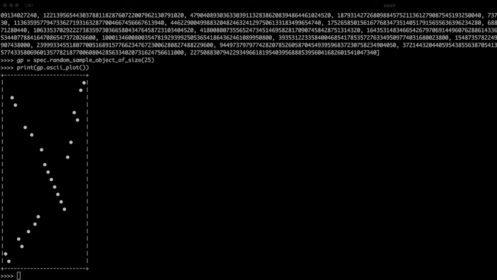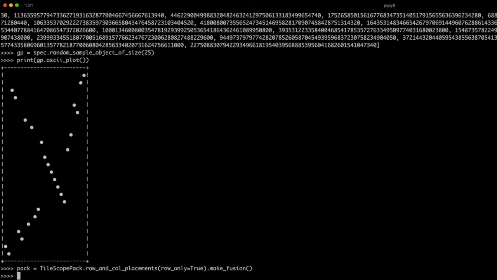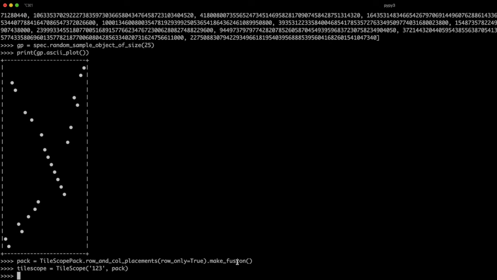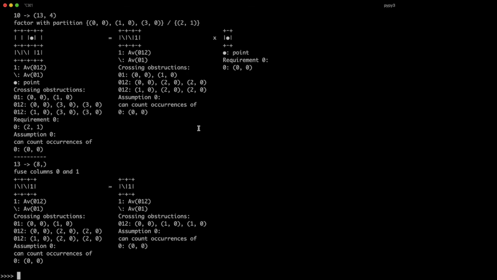And now to make things a bit more interesting, let's look at the 1, 2, 3 avoiders. I will need to change the pack. I'll use something called row and column placements, actually just restricted to rows. And I'll use the so-called fusion strategy, because that's apparently what you need for 1, 2, 3 avoiders. I'll initialize a telescope like before on the 1, 2, 3 avoiders with this new pack, and I'll search for a specification. Again, we find it.